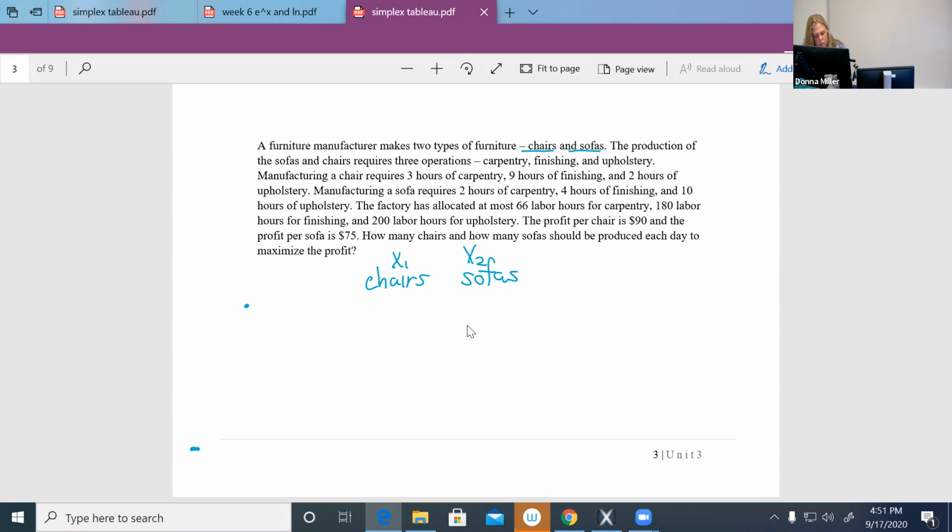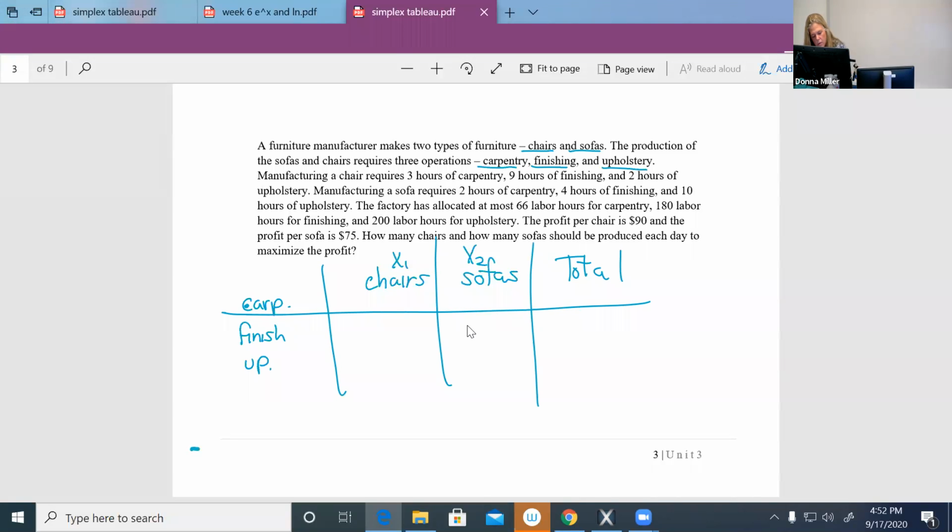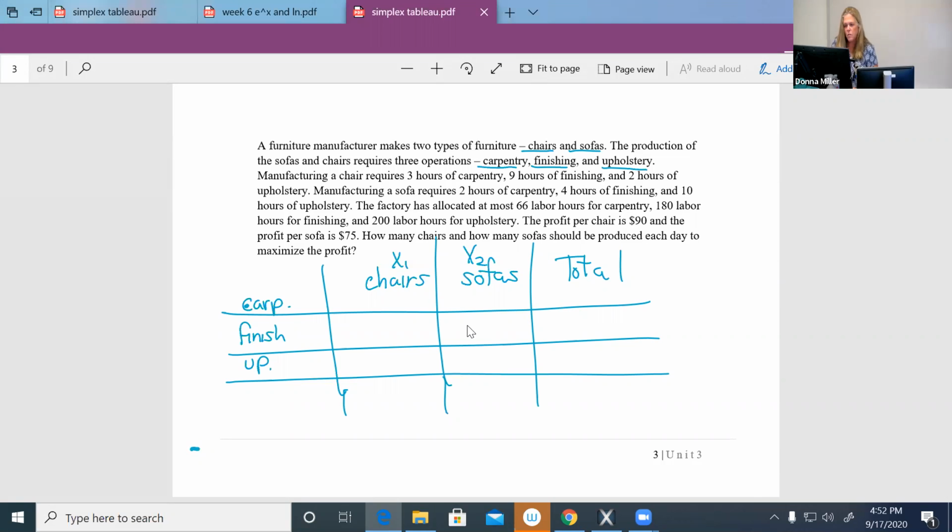The production of the chairs and sofas requires 3 operations: carpentry, finishing, and upholstery. Those are my resources. Okay, so they go over here. Carpentry, finishing, and upholstery. All right, see, I'm setting up this beautiful table. I'm going to have a total column. All right, so now I've got a table. Okay. I'm going to start filling in the table. Manufacturing a chair, so that's this one, requires 3 hours of carpentry. I'm going to put 3 there, 9 hours of finishing, and 2 hours of upholstery.